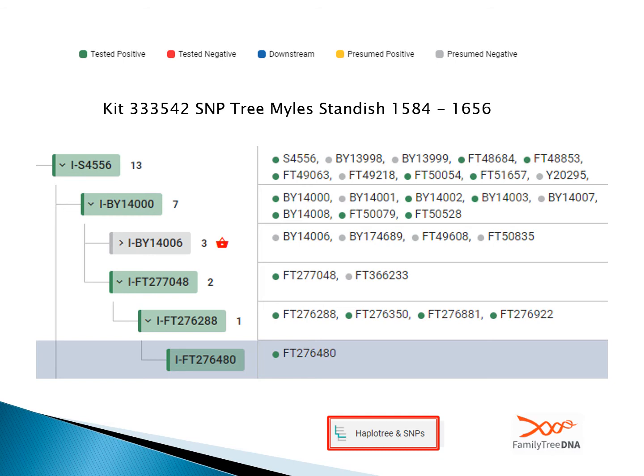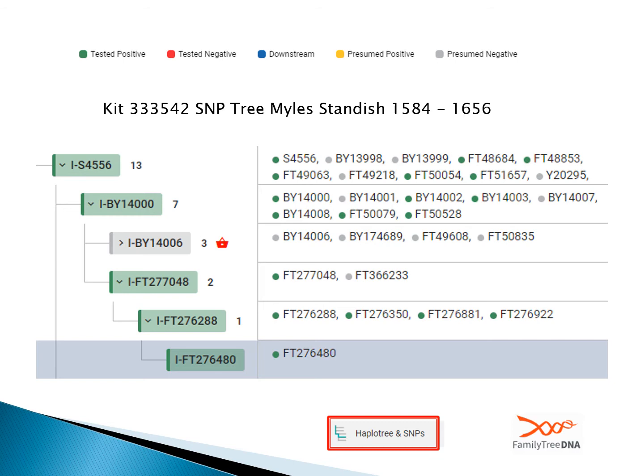Kit 333542 is positive for all the haplogroups or SNPs above FT276480. Is negative for BY14006 and 3 other SNPs to the right of BY14006. We will mention this again in summary later in the presentation.